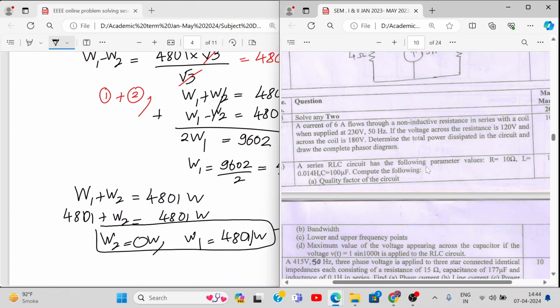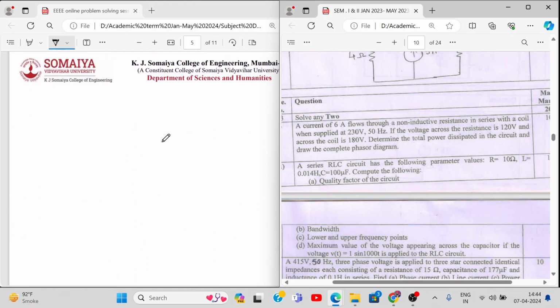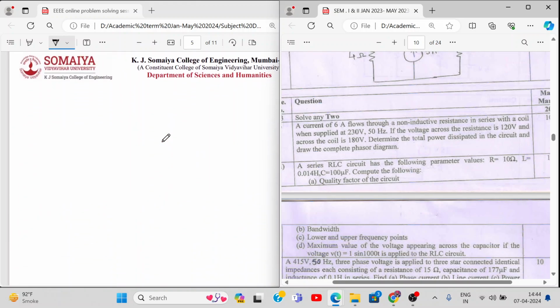A current of 6 amperes flows through a non-inductive resistance in series with a coil when supplied at 230 volts, 50 Hz. If the voltage across the resistance is 120 and across the coil is 180, determine the total power dissipated in the circuit. Draw the complete phasor diagram.